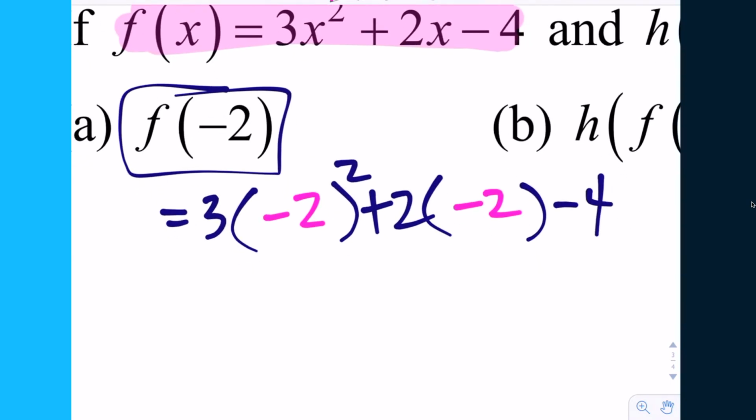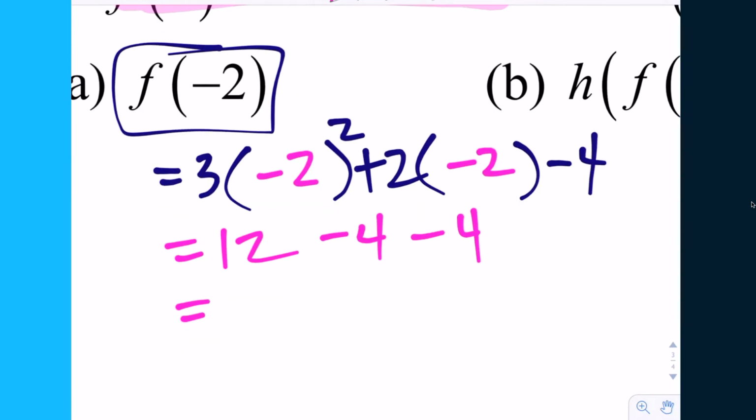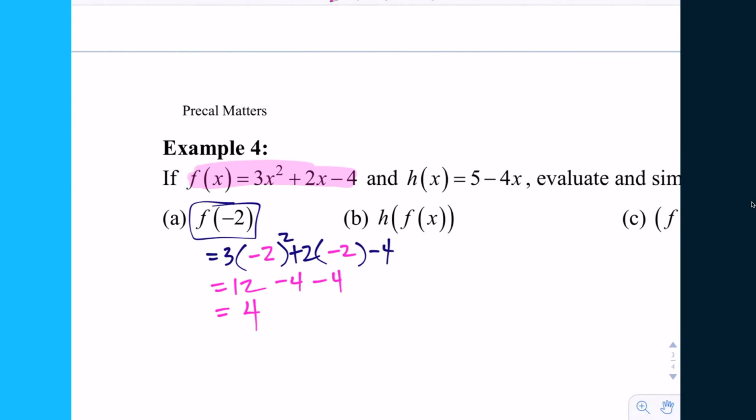Don't do that. All right, so now your dear Aunt Sally says to square the -2. What's -2 squared? 4. 4 times 3? 12. And then 2 times -2? -4 minus 4. And what do we get? 12 minus 8 is 4. Yeah, there's the answer. Okay?